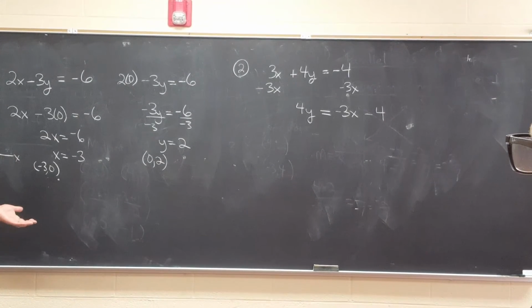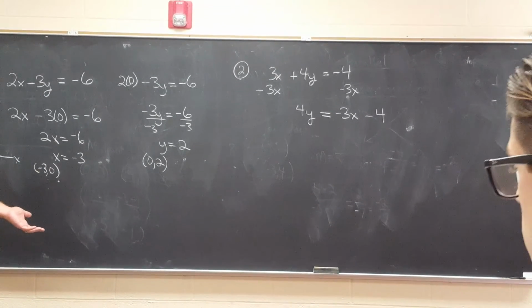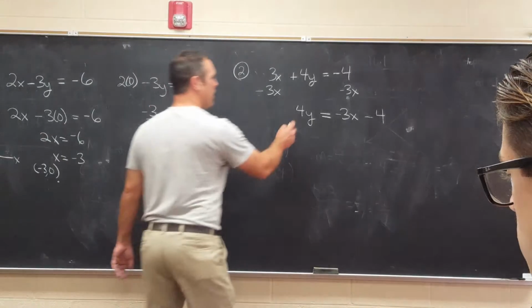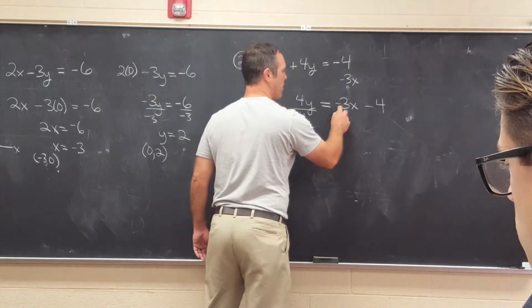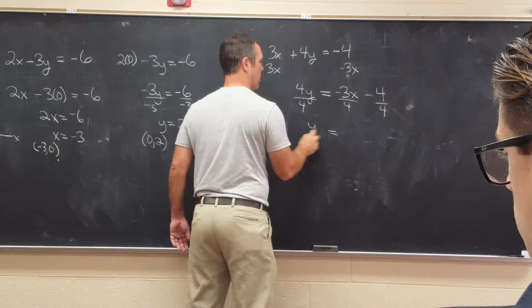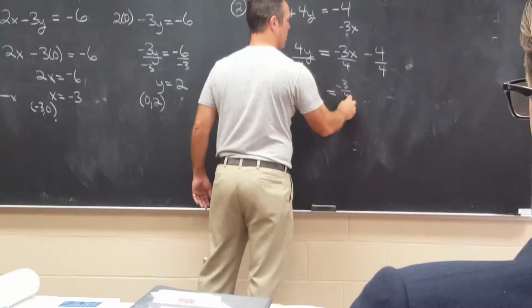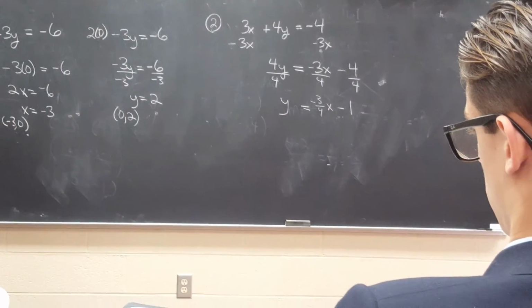All right, and then to get rid of the 4, we would divide. Okay, so we divide by 4. We got to make sure what we do on one side, we've got to do to everything on this side. So divide by 4. Okay, now it's in slope-intercept form.